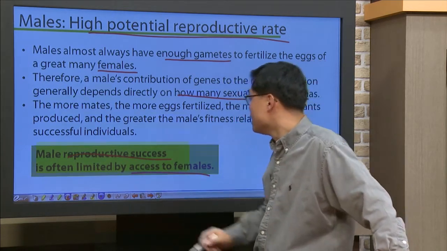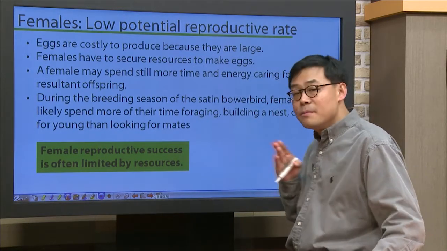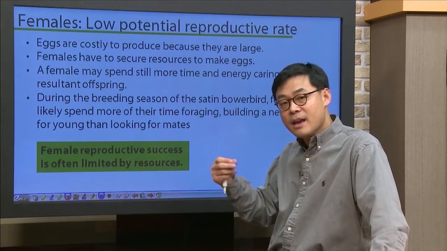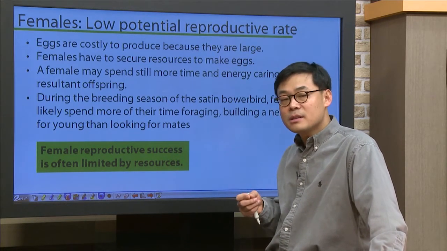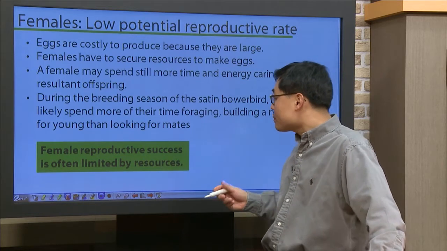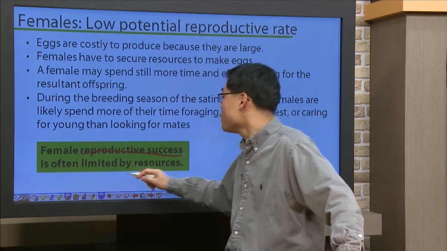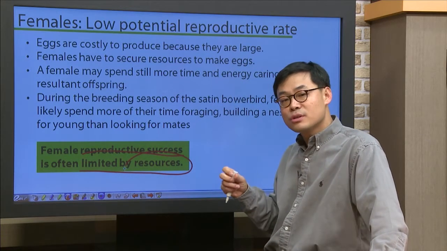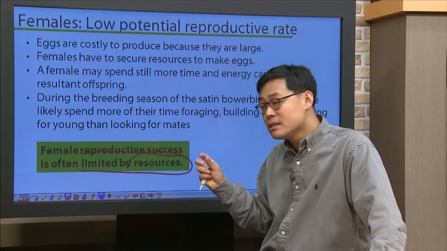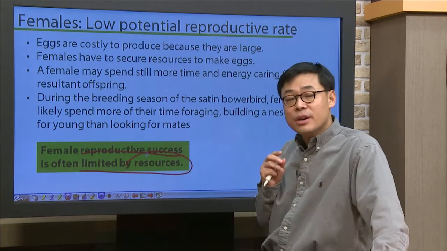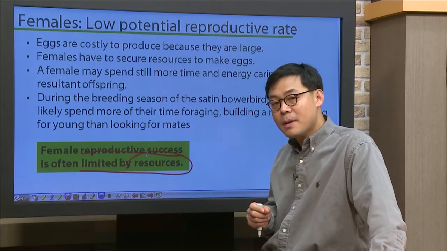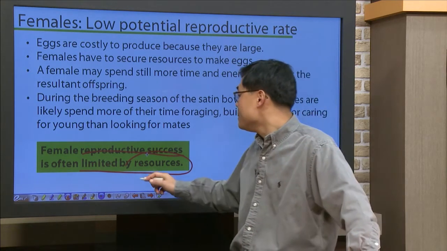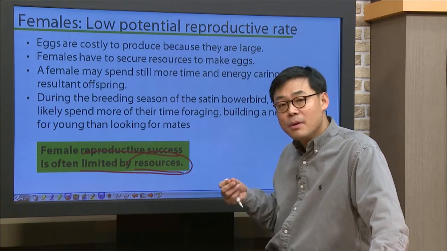But if you look at the females, the number of mates doesn't really matter, because the gametes that a female has are a lot fewer than the male gametes. So female reproductive success is often limited by resources. The females need resources to produce the expensive, very costly gametes. Females need resources to rear the young, sometimes by themselves. So the female's reproductive success is usually limited by resources, not by the number of mates.